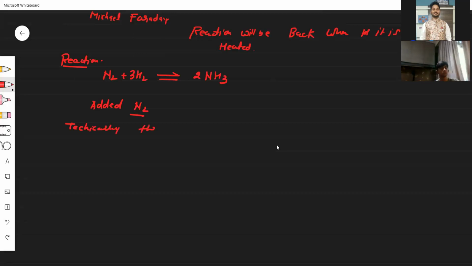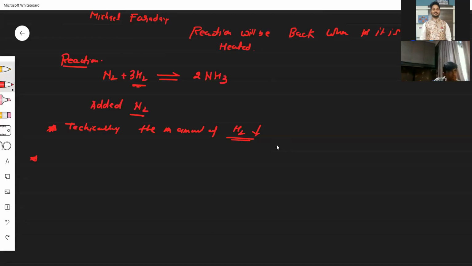So technically, the amount of hydrogen will decrease because you have added extra nitrogen. That extra nitrogen needs extra hydrogen for reaction because the amount of hydrogen was already fixed. So technically it decreases, but we don't consider it. If you read the reference book, they don't consider it, but they will tell you this. Ideally, there is a decrease in the concentration of the other reactant, and it will go with the same rate. There is no decrease in your rate of reaction when it is trying to adjust.